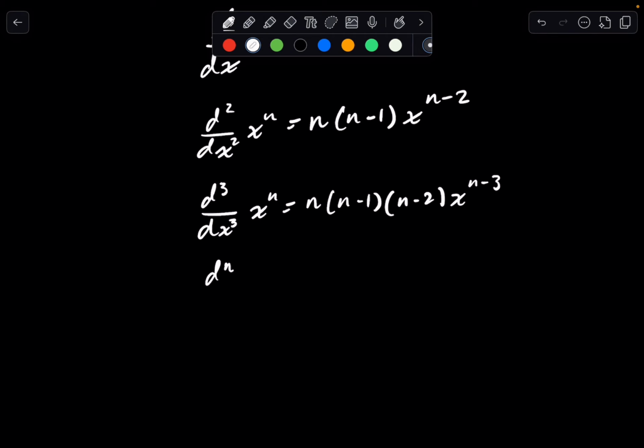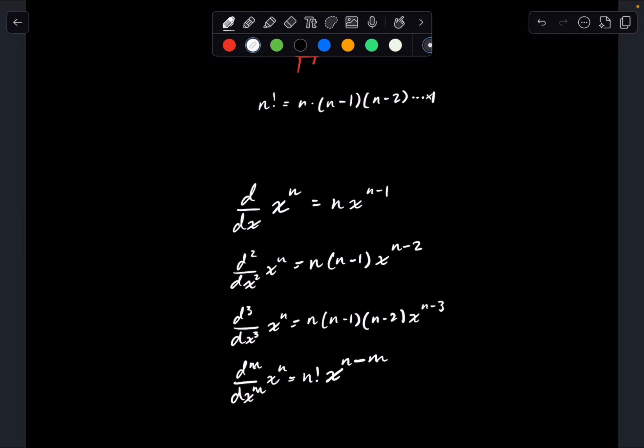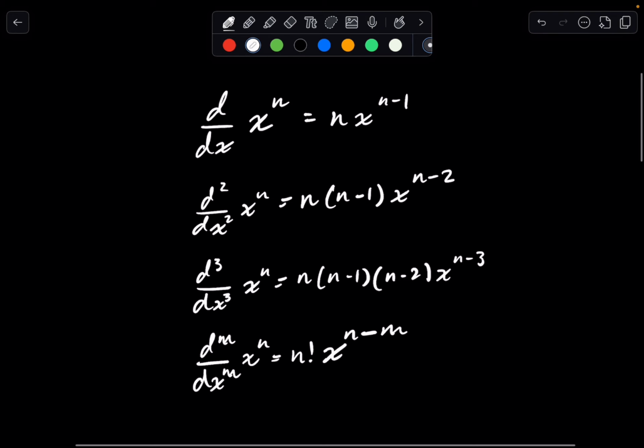Now the nth derivative, d^n/dx^n of x to the n, is equal to n times n minus 1 times n minus 2 ... and generally we're saying this is equal to n factorial times x to the n minus n. We used n right here as an arbitrary value, but we can say that this is the mth derivative for simplicity, so n minus m. Simple like this.